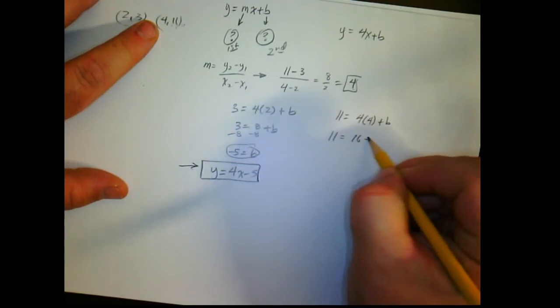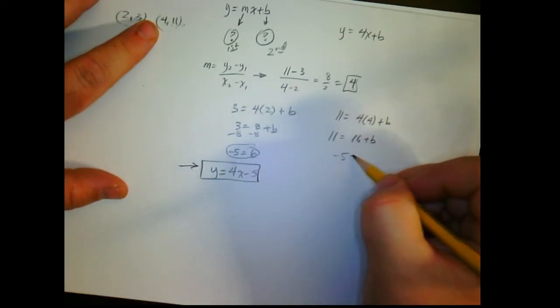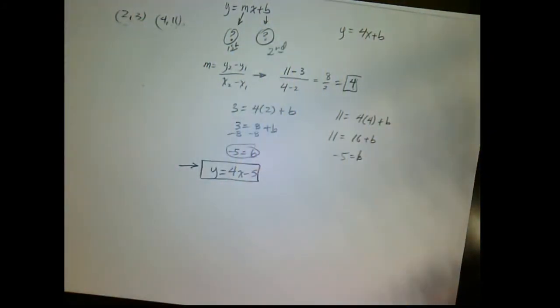11 equals 16 plus b. See? Negative 5 again. Subtract 16 from both sides, you get negative 5. It doesn't matter which point you use, one or the other. You get the same exact answer either way.